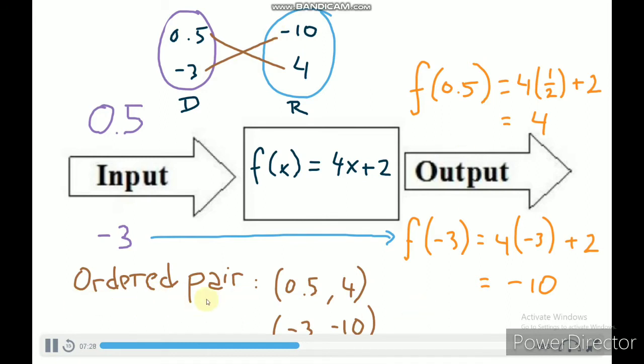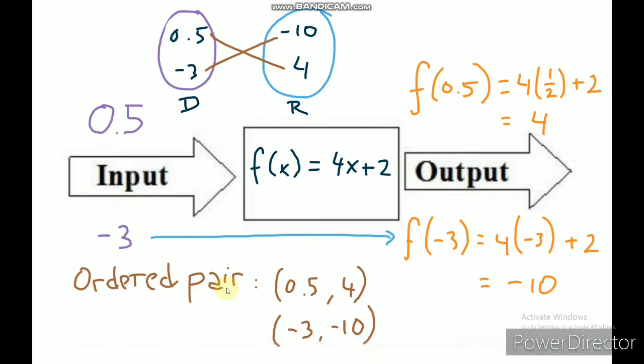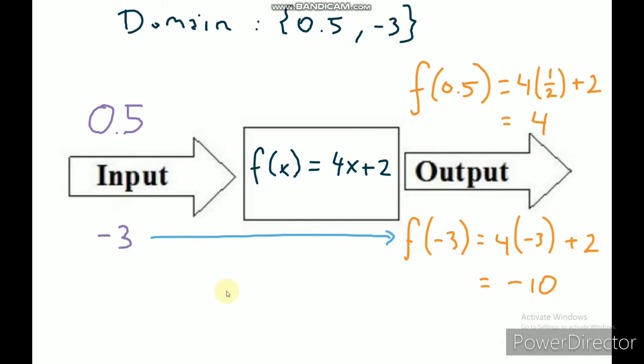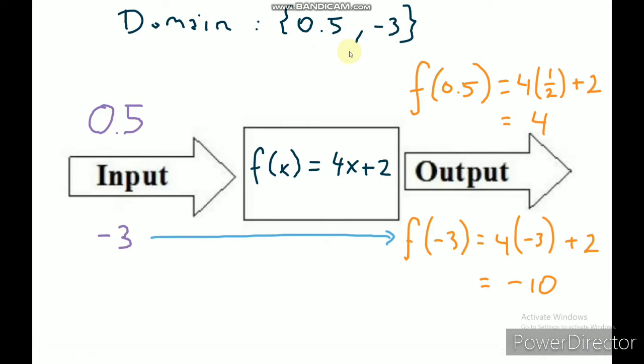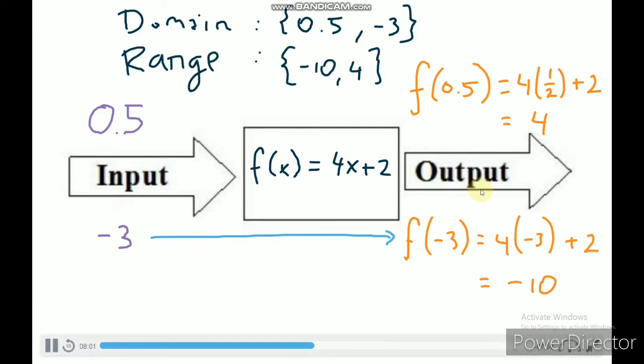If I show it in ordered pairs, I use this form: (0.5, 4) and (-3, -10). The domain, if I state it in another form, is put inside braces: {0.5, -3}. This speaks about the domain. It means the domain must show all raw materials that you use in your function machine. And all the outputs you put inside the range. So -10 and 4 are the range.